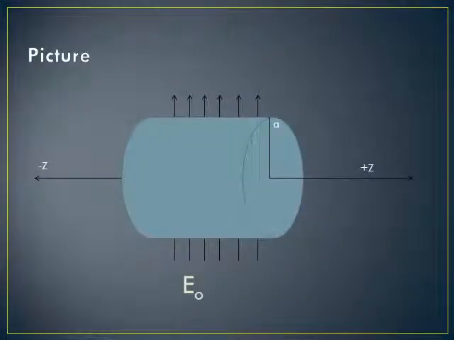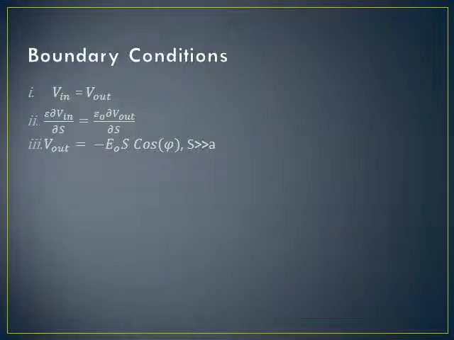Here's our picture. We have a very long cylinder on the z-axis, as you can see here. Here's our radius a, and the E field is going perpendicular through the cylinder. Let's go back to this slide. Let me give you the last boundary condition: V out is equal to negative E0 s cosine phi for s much greater than a.